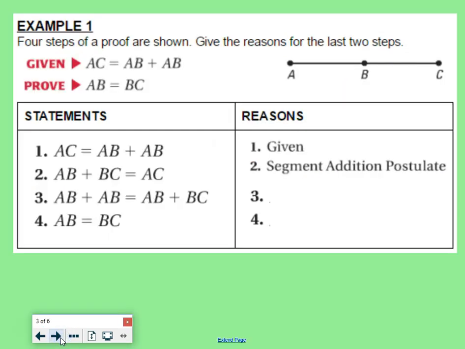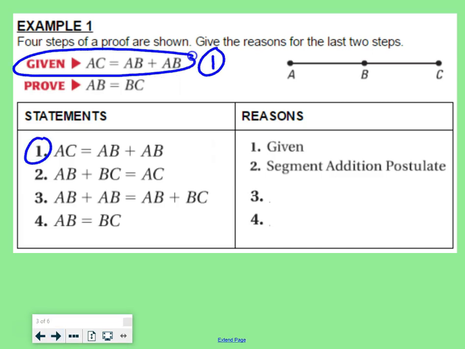Example 1. 4 steps of a proof are shown. Give the reasons for the last 2 steps. So we are given that AC is equal to AB plus AB. Prove that AB equals BC. So the first statement is always your given. So whatever you are given is always statement number 1. So right here we see it listed, AC is equal to AB plus AB.